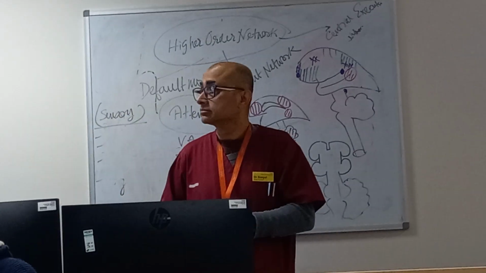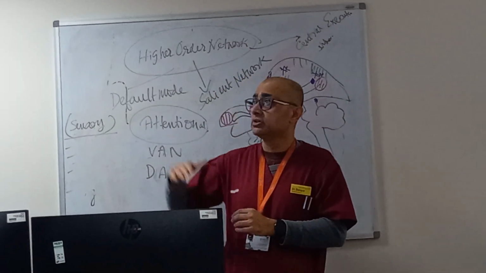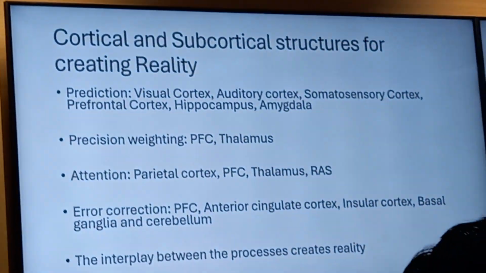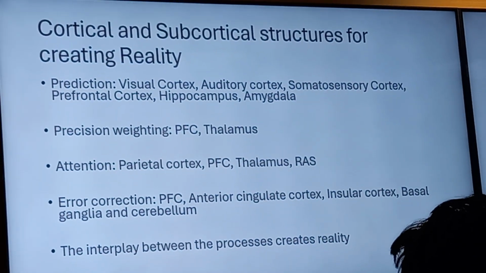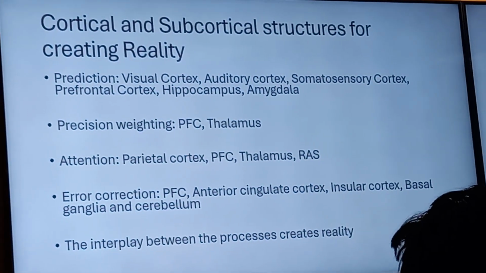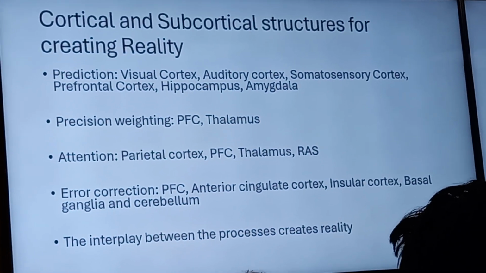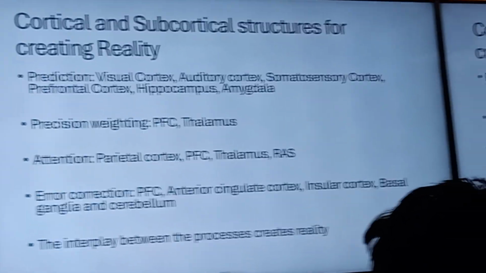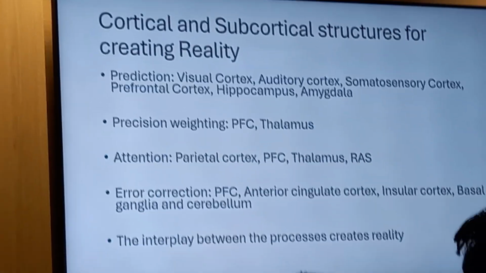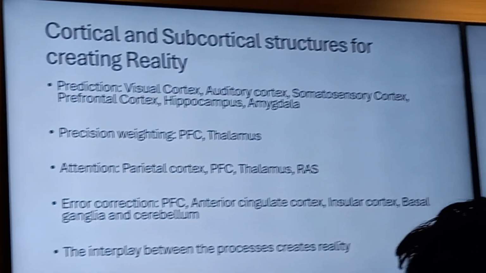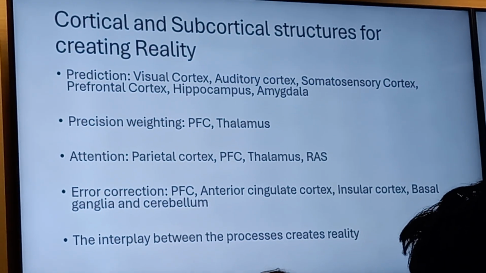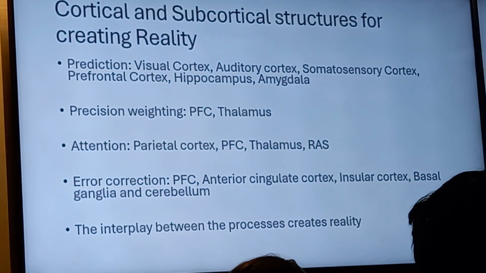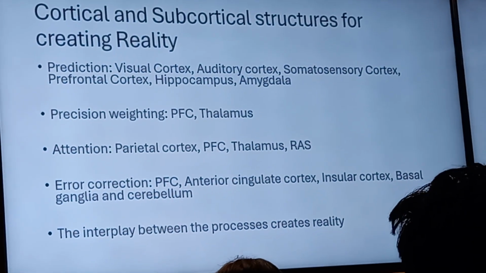Okay. Next. So these are the cortical and subcortical structures. For prediction, various neocortex areas like visual cortex, auditory cortex, somatosensory cortex, prefrontal cortex, hippocampus and amygdala are important. For precision weighting, which should I give more importance, the prediction or the sensory information? That's where the prefrontal cortex again and thalamus are very, very important. Now, depending on the precision weighting, you will put attention. That's where parietal cortex, prefrontal cortex, thalamus and reticular activating system are very important.